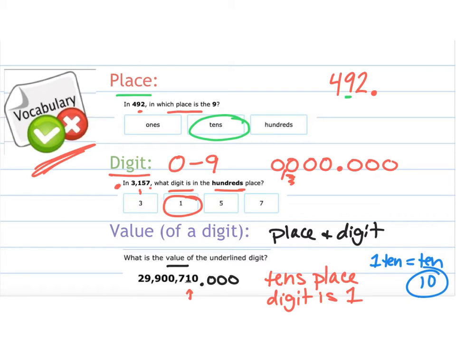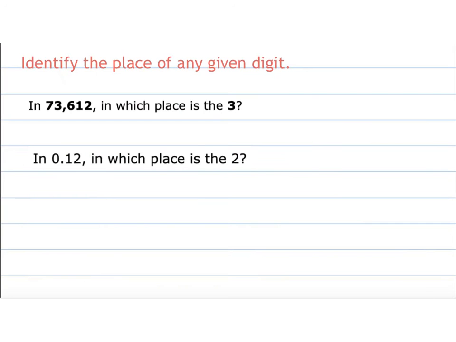Just another question in case the 1 is confusing. If it was asking about the 7, that's in the hundreds place, so 7 hundreds is 700. So that's representing the actual value. Make sure you have some of that written down as we work through that vocabulary. Here are a couple of practice problems for our learning targets, identifying the place of any given digit. Why don't you write these down and then try. So pause and come back.